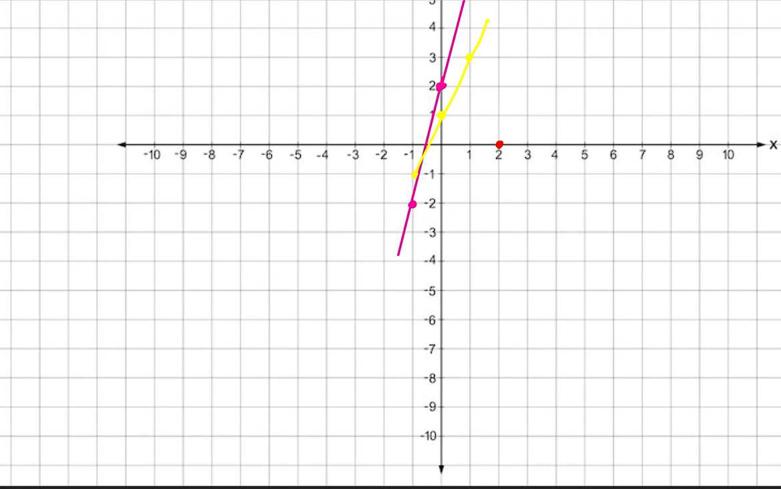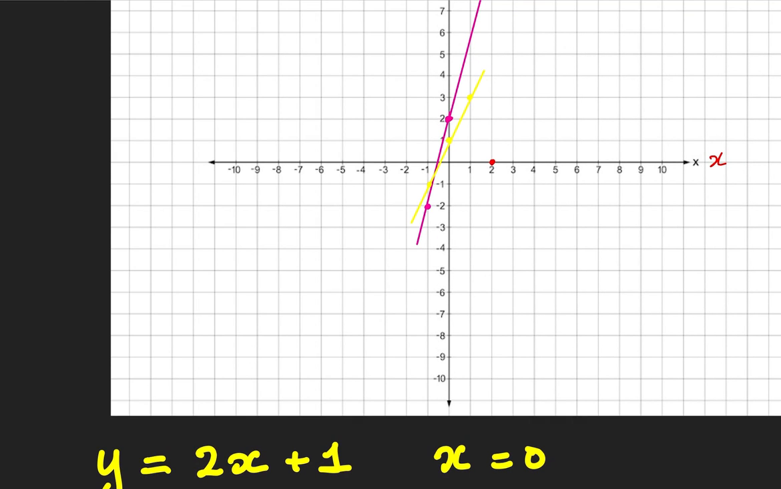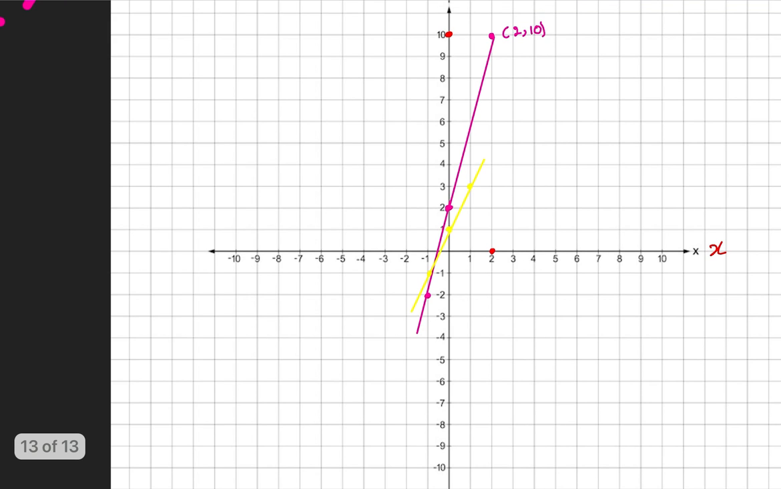And there we go. We have 3 points, and that's enough for us to make our linear model. And that works. So these are two different linear models, and we were able to successfully find them by graphing using the equation.